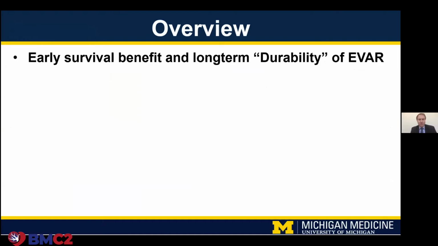First and foremost, I'll talk about early studies that came out probably at the beginning of the 2000s that demonstrated the importance of endovascular aortic aneurysm repair, and showed how it had an early survival benefit in comparison to open abdominal aortic aneurysm repair. I'll then move on to talk about the long-term durability of endovascular aortic aneurysm repair, as well as why it's important for us to continually surveil these patients during their postoperative period.